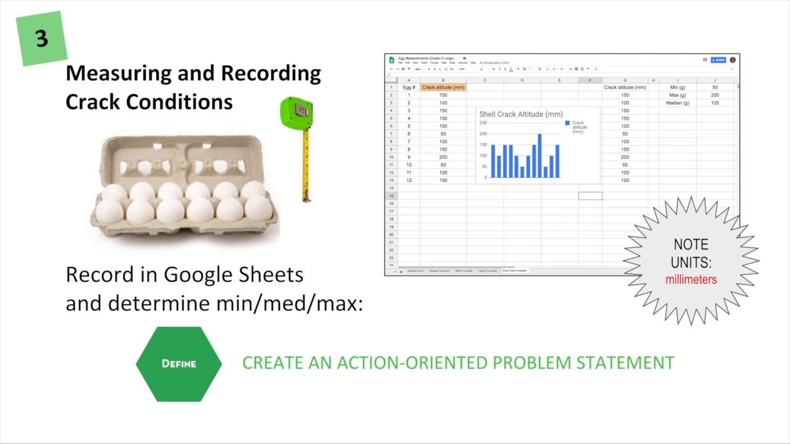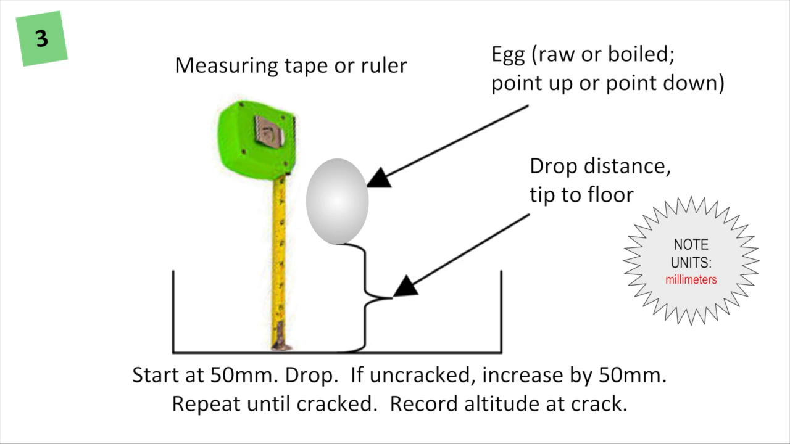Okay, we're ready for our last set of measurements. We'll be measuring and recording the crack conditions of each of our eggs in the dozen, meaning that we're going to be dropping them unprotected onto a hard surface and finding out what's the altitude at which they crack. Again, we're going to be collecting our data, creating a plot, a little bit different format this time, and examining the min, max, and median of our data. Let's take a look, though, at this specific setup.